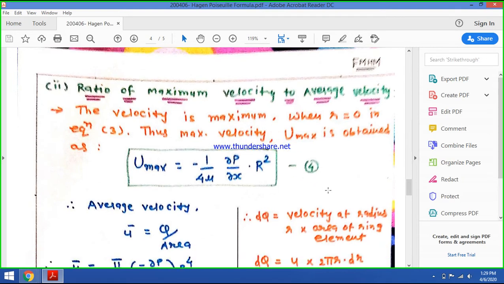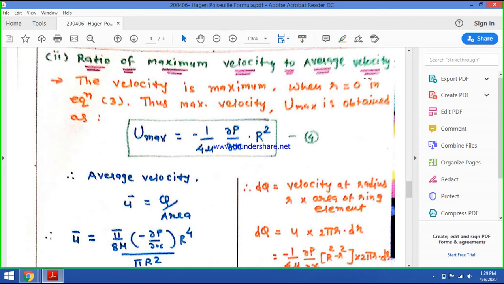Now next what we have to find out? We have to find out the average velocity. Average velocity is nothing but discharge upon area. Okay, the area you will get directly, pi R square, because a circular pipe is there. So the area of the pipe will be pi R square. Okay, but here we have to find out the discharge.